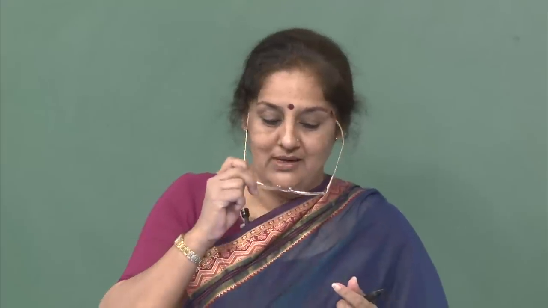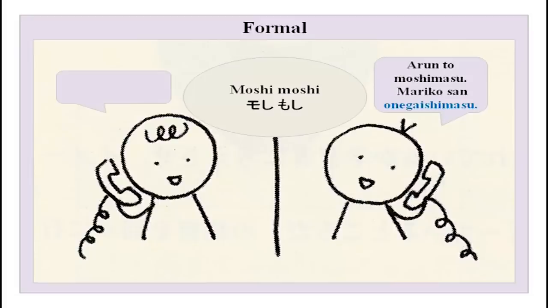There are other ways of requesting as well, but for the time being we will do onegai shimasu. Now, when you are asking for someone, you say Mariko-san onegai shimasu, or X-san onegai shimasu, or A-san onegai shimasu, whomsoever you want to call over on the phone.